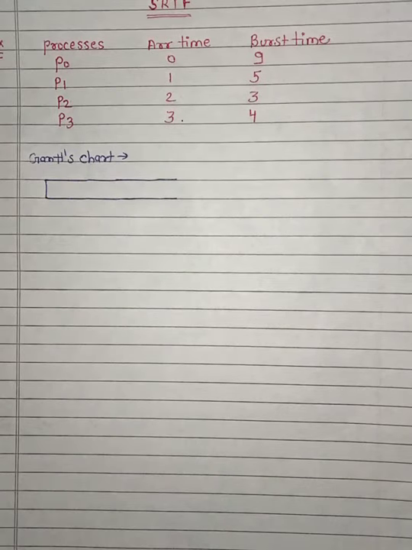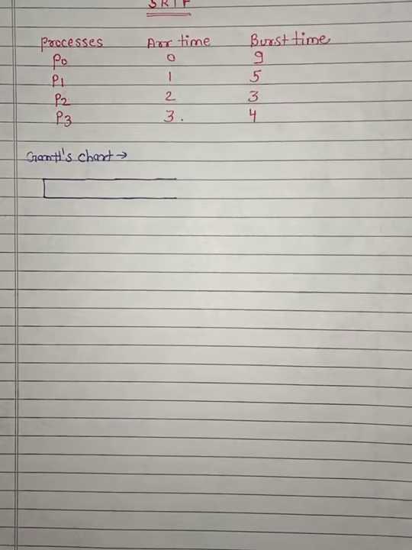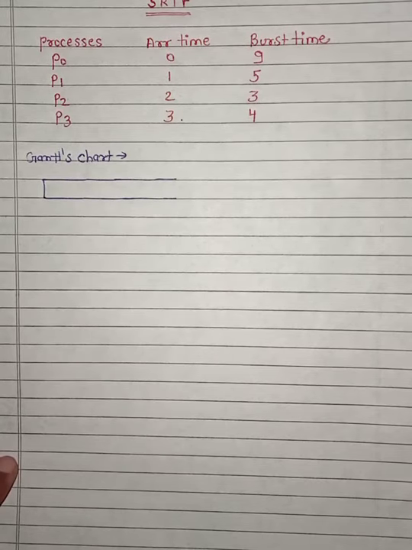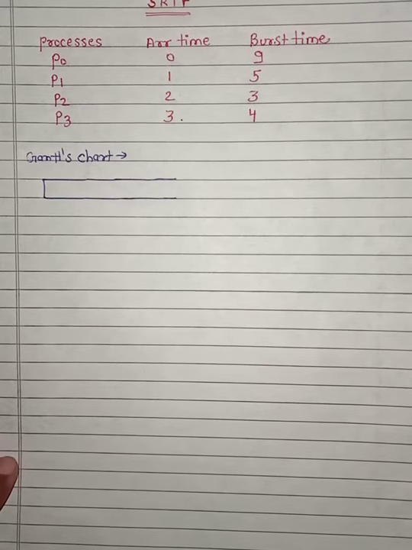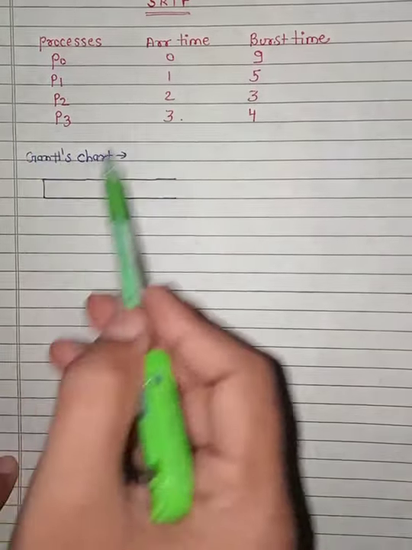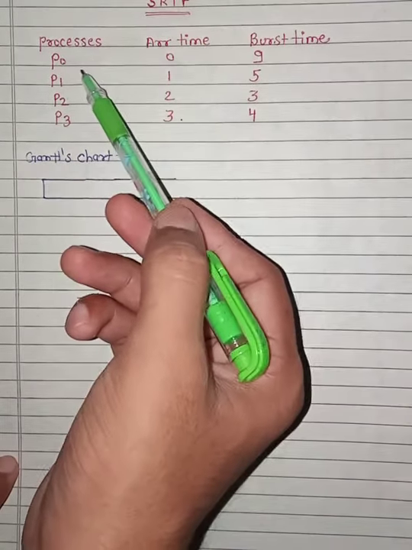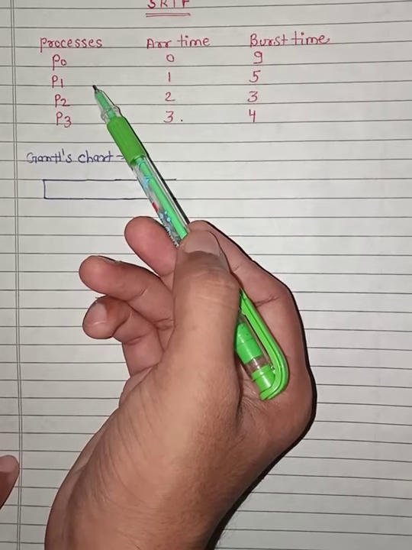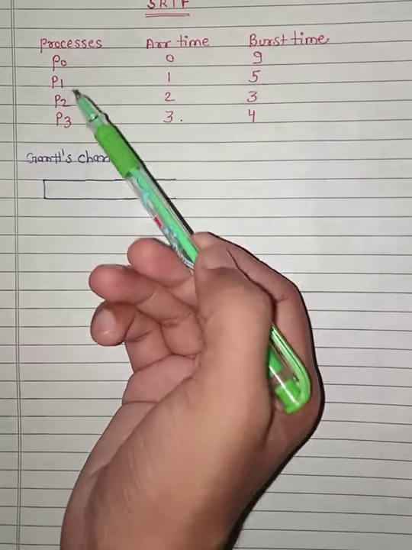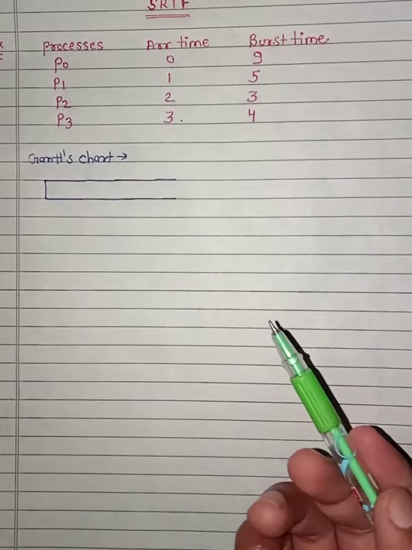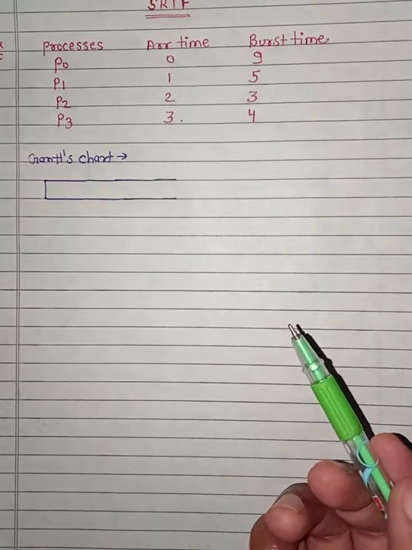So let's start using a Gantt chart for this example of these four processes. In the operating system we talk only about concurrent processes. So these are all concurrent processes, and to manage them we use CPU scheduling algorithms. Okay, so let's start the Gantt chart for the shortest remaining time first CPU scheduling algorithm.